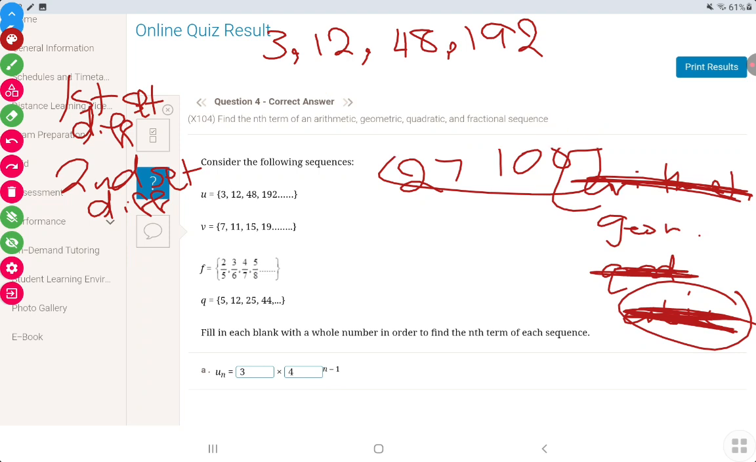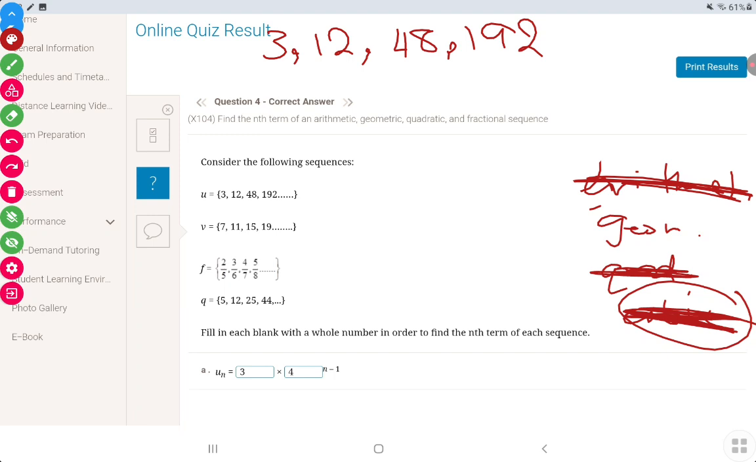So our only option left is geometric. So we check if it's geometric. Geometric means you multiply by the same number every time. So to check, you divide a number by the number before it. 12 divided by 3 is 4. 48 divided by 12 is 4. 192 divided by 48 is 4. So as you can see, there's a common ratio. This is a geometric sequence. They want us to find the general term.